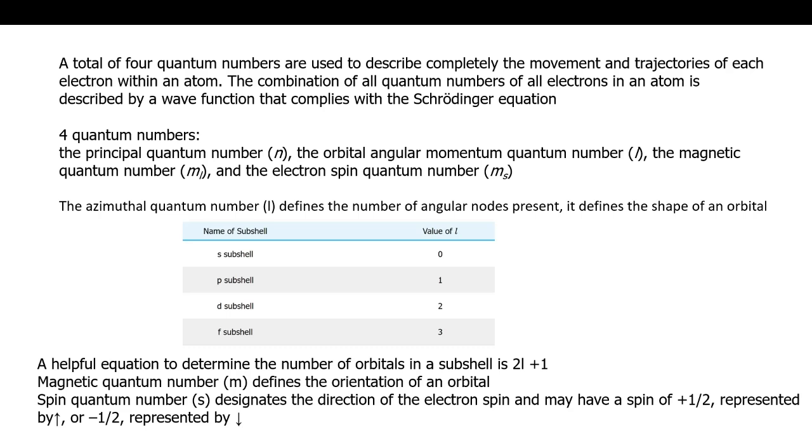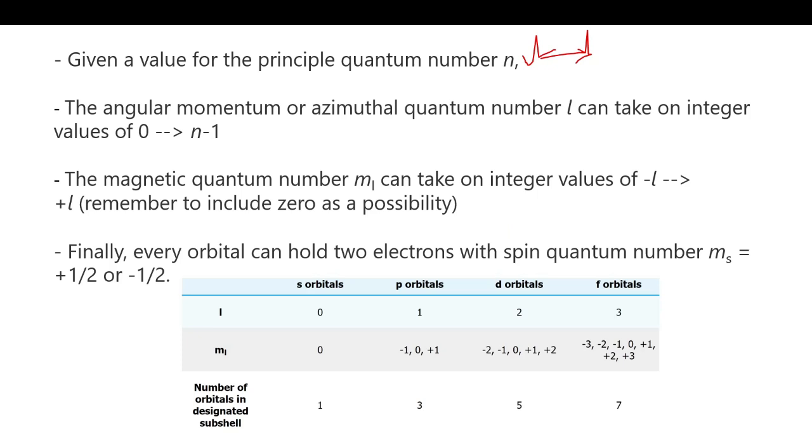Either it has a plus half spin or a minus half spin. So these four quantum numbers are very important in defining the electrons in an atom. Okay. Now this slide is very important for solving this kind of questions which come from this topic.